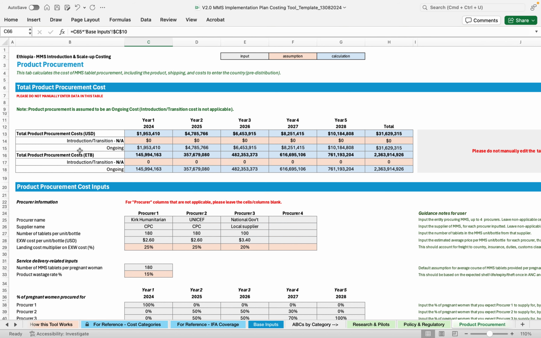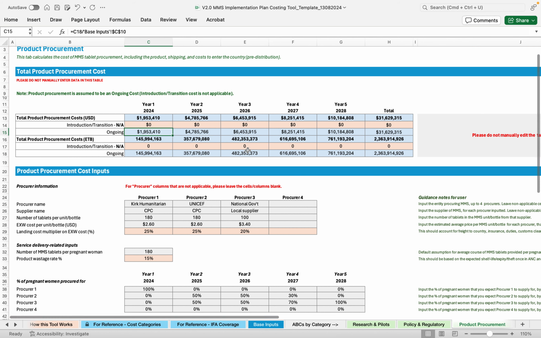Product procurement is a little bit more of an involved tab that we'll spend more time discussing. Product procurement includes the cost of MMS tablet procurement, including the product, shipping, and cost to enter the country. Pre-distribution to facilities, so this does not include distribution to facilities, and it is considered an ongoing cost only as it recurs every year. So you'll notice that introduction and transition is not applicable as we consider it an ongoing recurring cost.